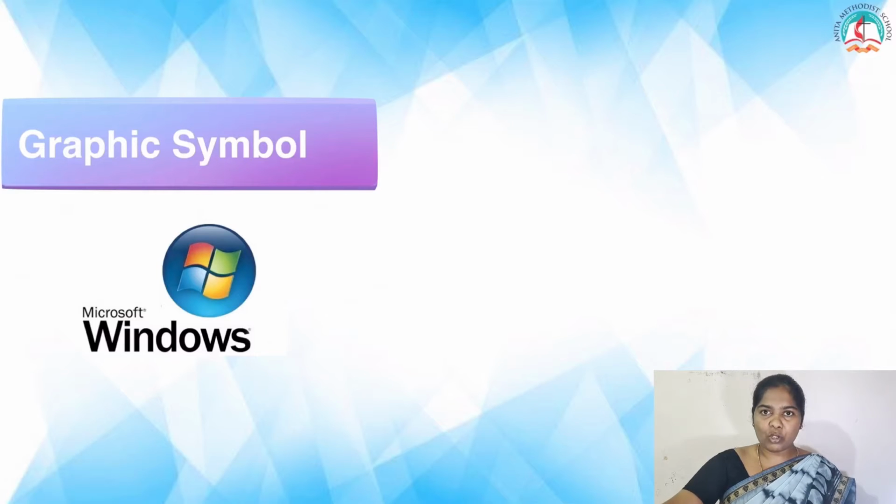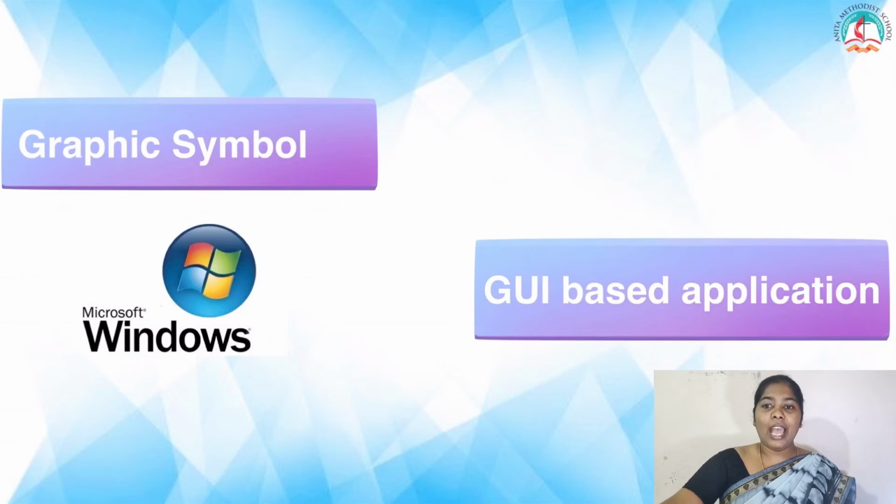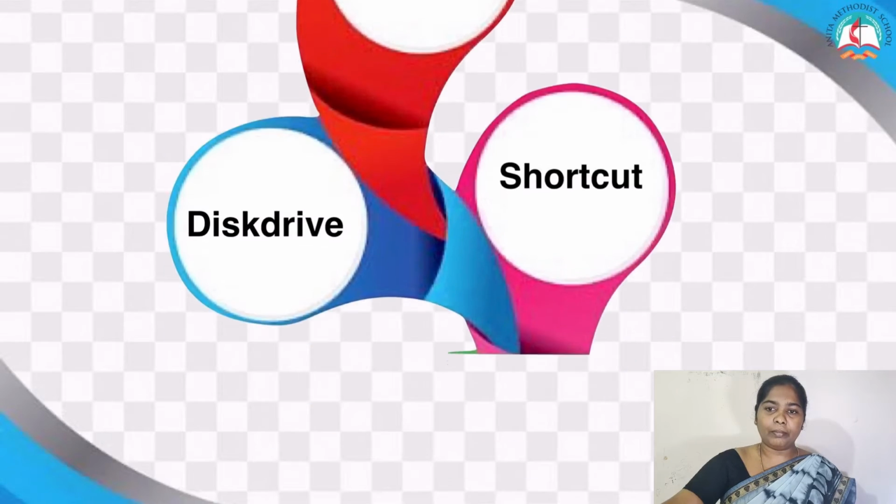Here Microsoft Windows is one of the icons, and this is a GUI based application. From the beginning we have been learning what GUI, graphical user interface, is. That means the user can interact with the computer. When we have an icon on the desktop and we click or double click, that particular icon will open, and that document will open for us to work with it. So that is called an icon. An icon is a graphical symbol and it's a GUI based application.